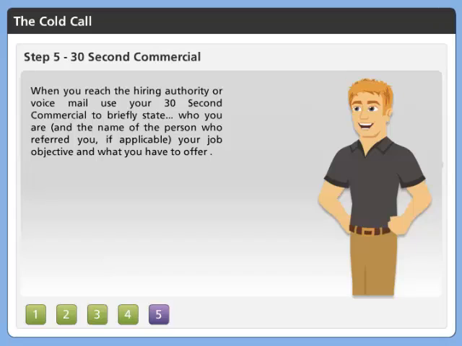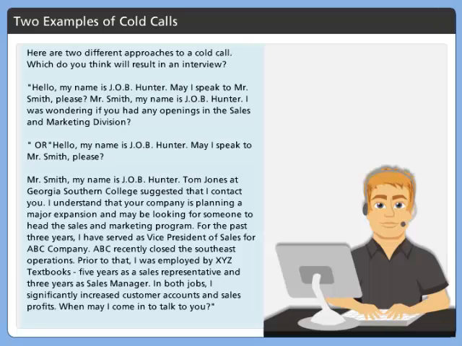The cold call. Step 5. 30-second commercial. When you reach the hiring authority or voicemail, use your 30-second commercial to briefly state who you are, your job objective, and what you have to offer. Two examples of cold calls. Here are two different approaches to a cold call. Which do you think will result in an interview?